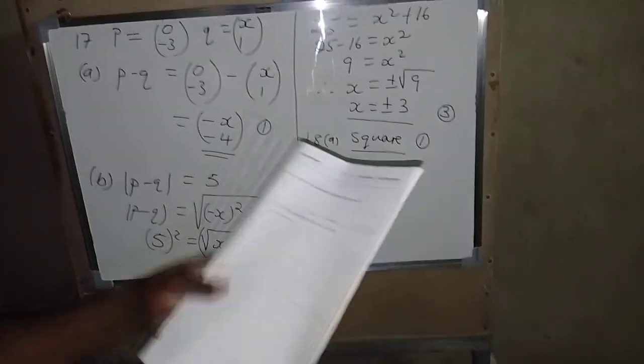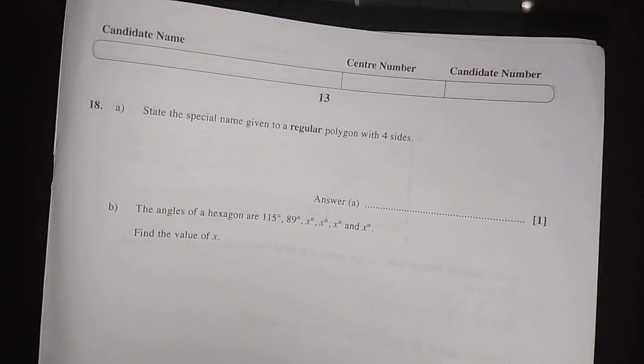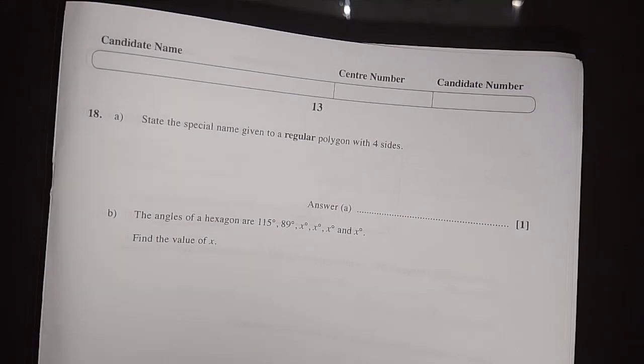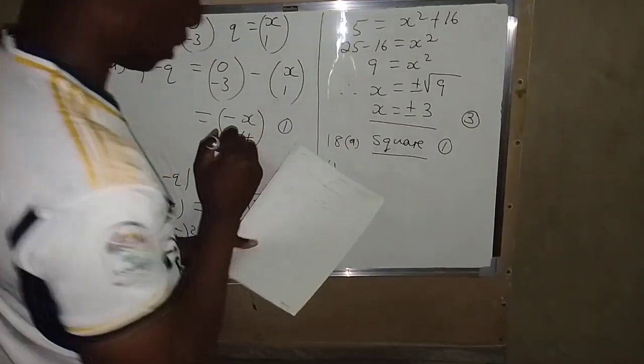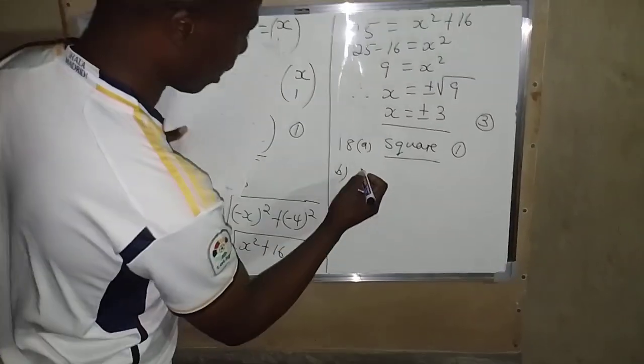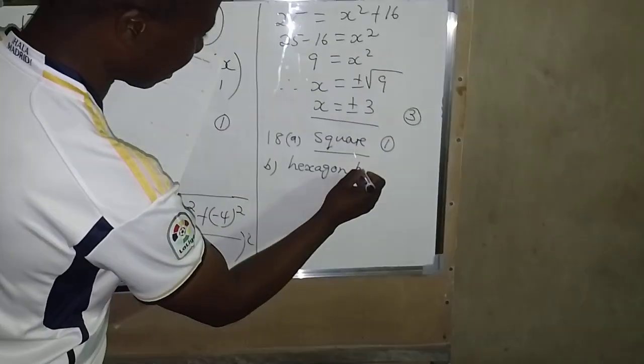the angles of the hexagon. The angles of the hexagon are 115, 89, x degrees, x degrees, x degrees, and x degrees. Find the value of x. First thing, we need to calculate the sum of angles of a hexagon. A hexagon has 6 sides.